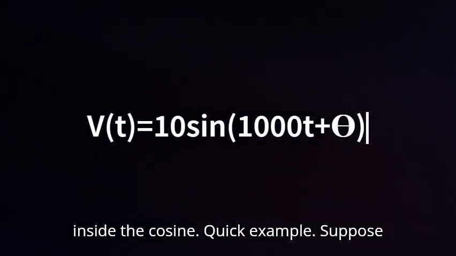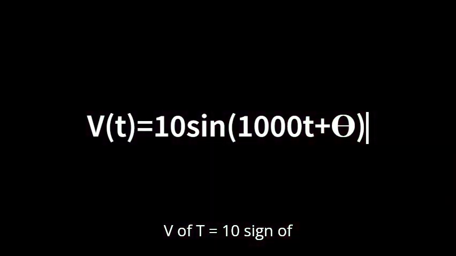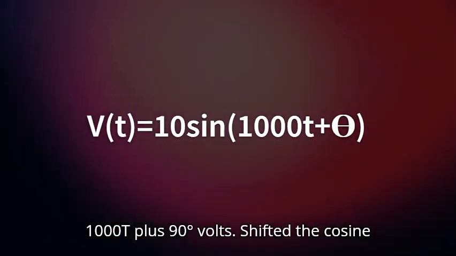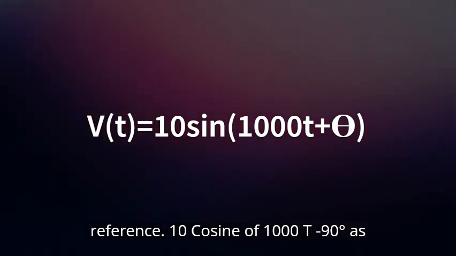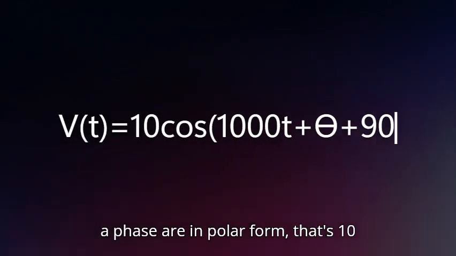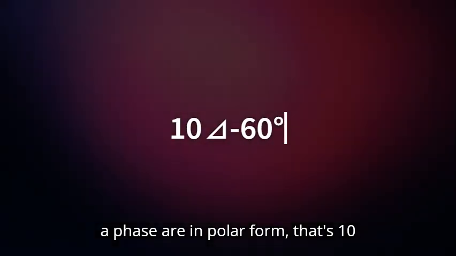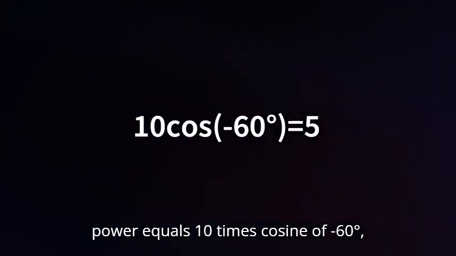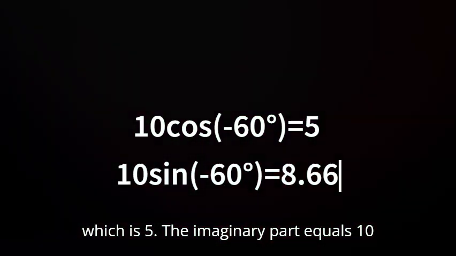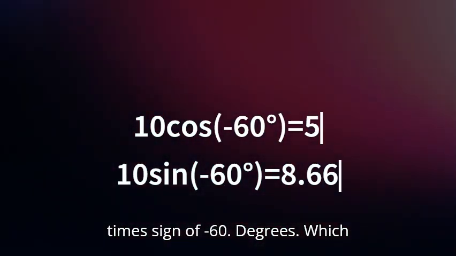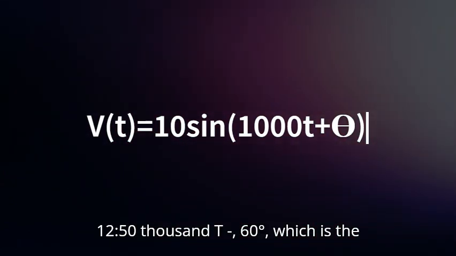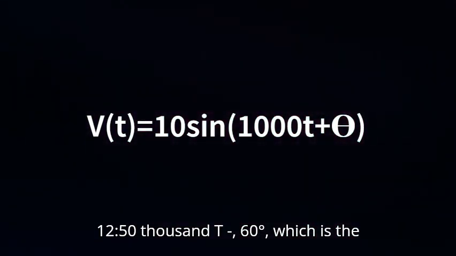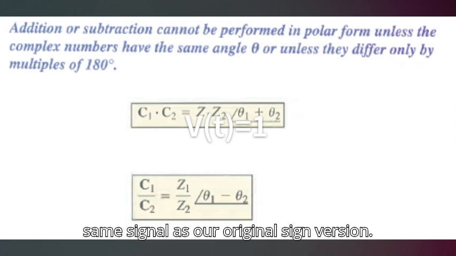Quick example. Suppose v of t equals 10 sine of 1000 t plus 90 degrees volts. Shift to the cosine reference: 10 cosine of 1000 t minus 90 degrees. As a phasor in polar form, that's 10 angle negative 60 degrees. In rectangular form, the real part equals 10 times cosine of negative 60 degrees, which is 5. The imaginary part equals 10 times sine of negative 60 degrees, which is negative 8.66. So, the phasor is 5 minus j8.66 volts. Back to time: 10 cosine of 1000 t minus 60 degrees, which is the same signal as our original sine version.